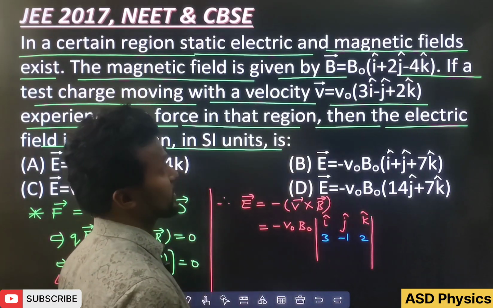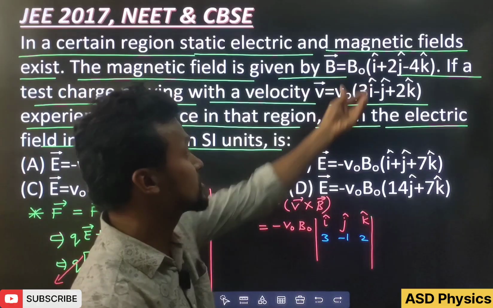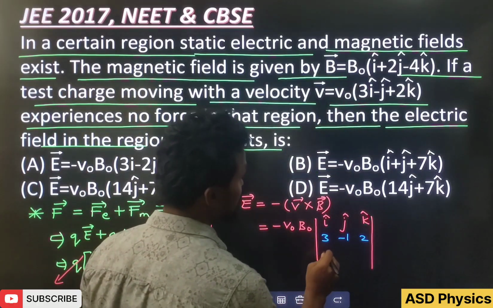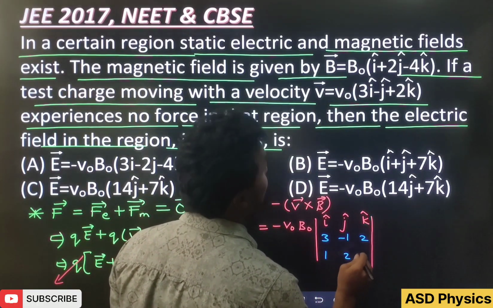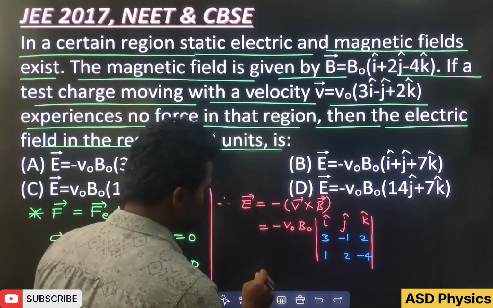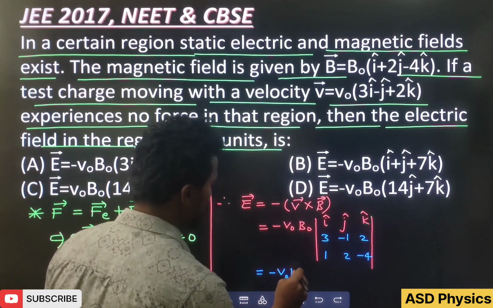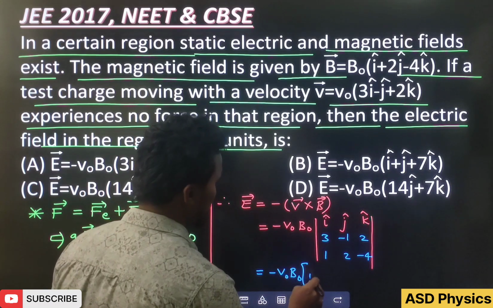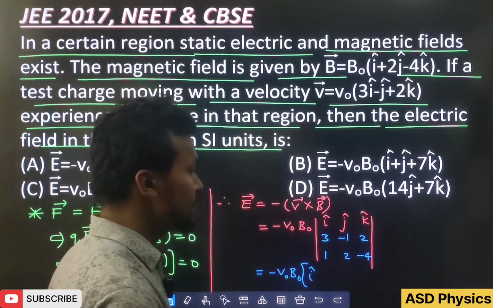Anyhow, V naught came outside. Similarly, for vector B, what is there? This B naught came outside, and what is given here? 1, and here 2, and here minus 4 is there. Now we have to just solve this. So it will become minus V naught B naught, and when you solve, I cap, what will become here?